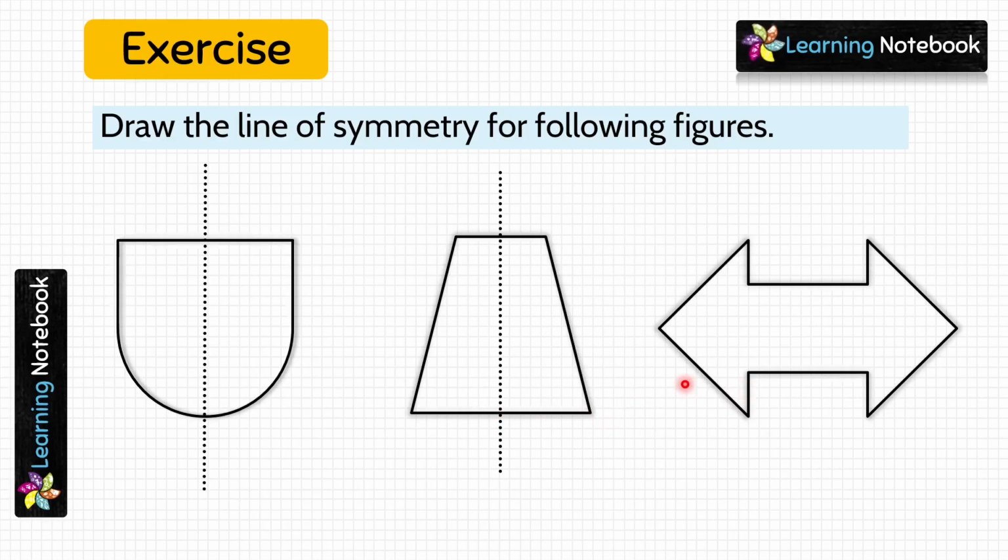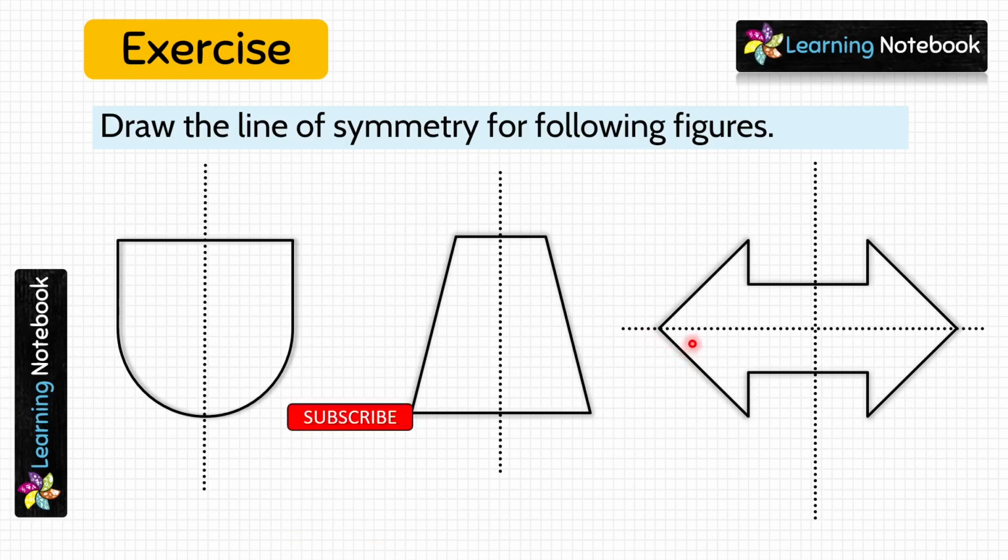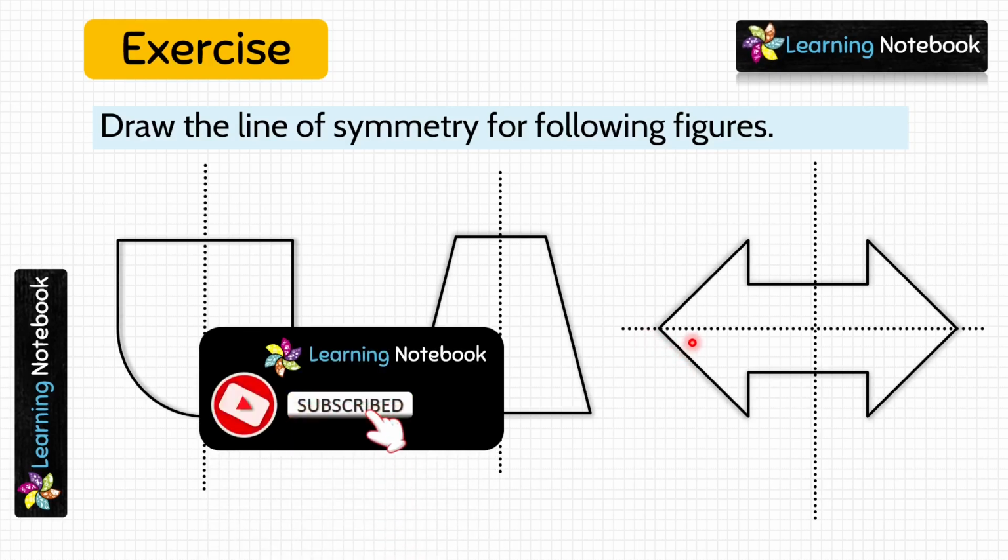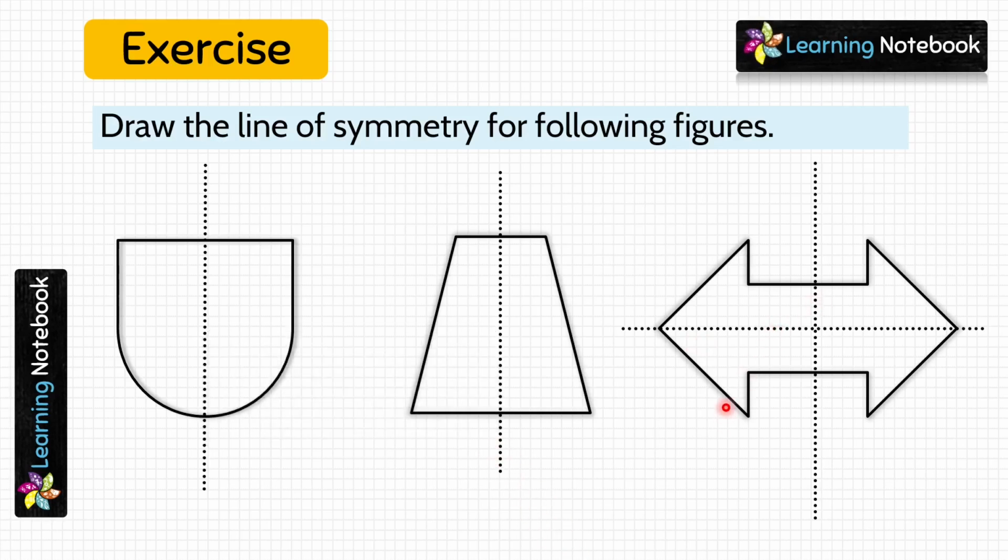Yes, here also we will draw a vertical line of symmetry. But this figure can also be divided into two equal halves by drawing a horizontal line of symmetry. So this figure has two lines of symmetry. So now, students, I am sure you have understood symmetrical figures, asymmetrical figures and how to draw a line of symmetry.